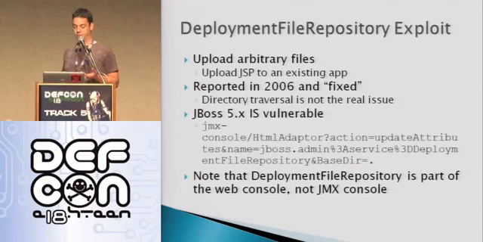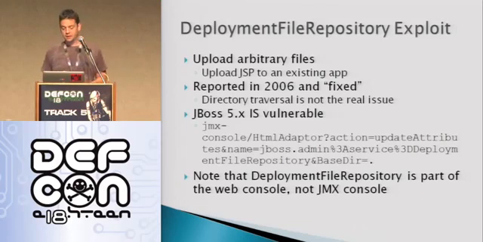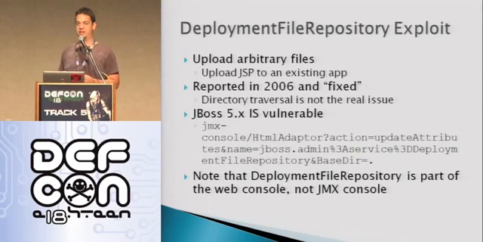Another similar exploit, the deployment file repository, allows you to upload arbitrary files, so arbitrary content, arbitrary file names. I'm sure there is some purpose for this to exist. I don't know what it is. So this was actually reported in 2006 and quote-unquote fixed because it was reported as a directory traversal, right? This functionality has a default directory that you deploy your code to, and you could traverse your way back up the tree and put files wherever you wanted. Well, it turns out they fixed that by removing the directory traversal, but they did not remove the functionality that allows you to change the base directory.